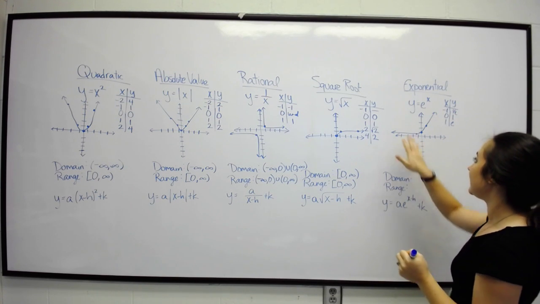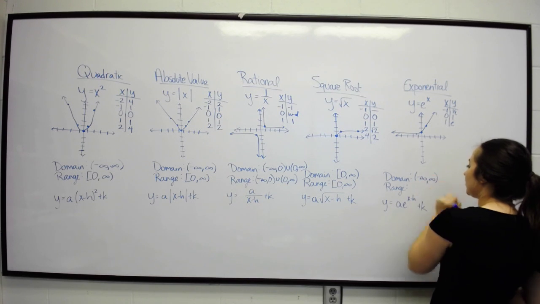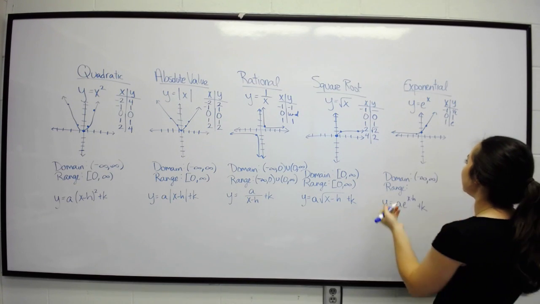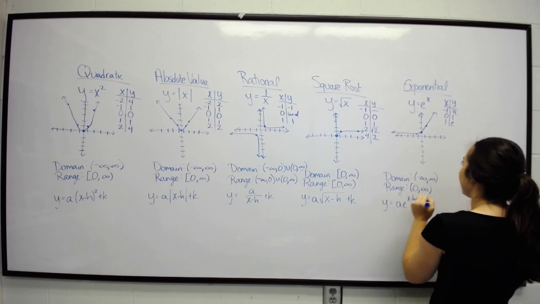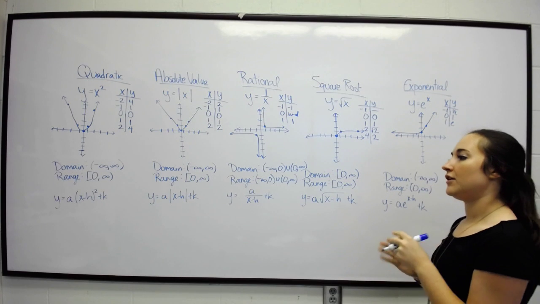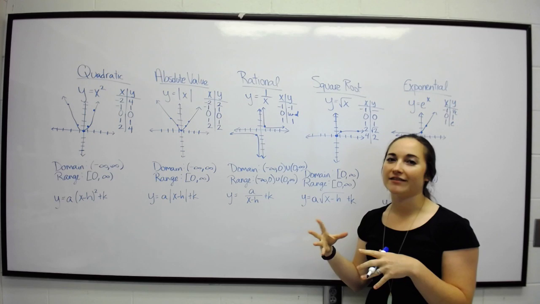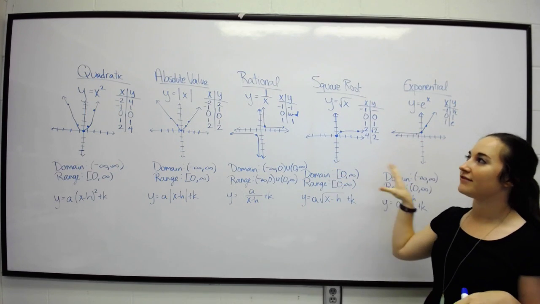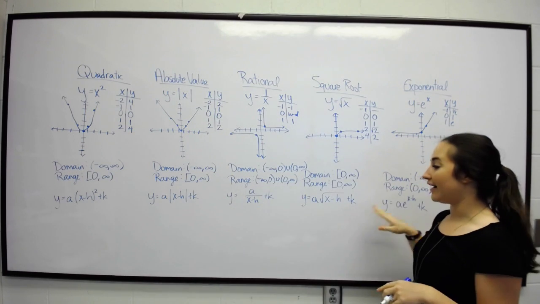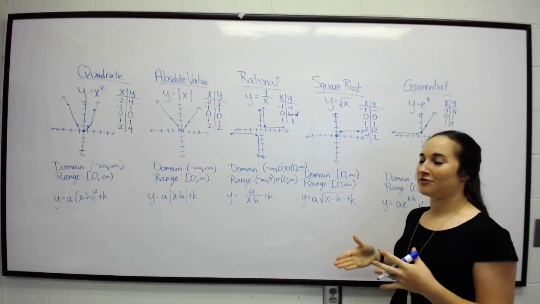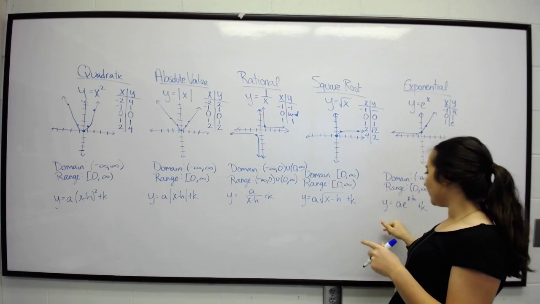The domain here, I can plug in anything, so the domain is from negative infinity to positive infinity, and the range is from 0 to positive infinity. Okay, so these are our parent graphs, and the reason we like our parent graphs is they give us the basic shape for every graph in their family. But we are going to do some transformations with these graphs, so we'll need to know what each transformation will do. So if you notice, I wrote each one in a similar form.